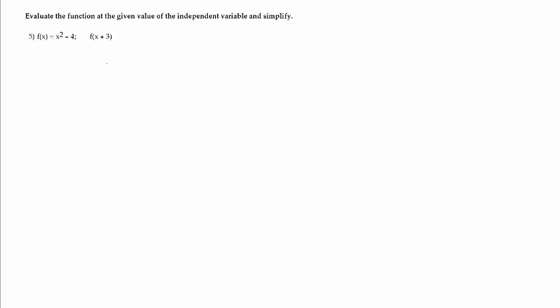Question number 5. We're asked to evaluate the function at the given value and then simplify. So before I jump into this one here, what would you do if I asked you to find f of 3? Well, we'd go over to the function f of x, and wherever we see an x, we would plug in a 3. So we have 3 squared minus 4. And then we do whatever is necessary to simplify. So we get 9 minus 4, which will equal 5.